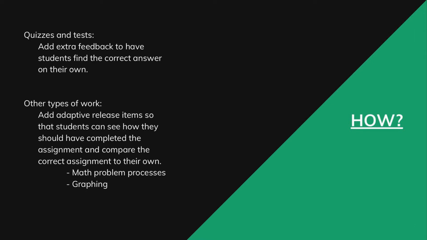You can also add adaptive release items so that when students complete the assignment and turn it in, as soon as they turn it in, they can see a correct version of the assignment, so that they can compare their assignment side by side with the correct version. This is great for math problem processes where they don't just need to know the correct answer, they need to know where they went wrong in the process, or things like graphing where maybe they did the setup of the graph incorrectly or something like that.